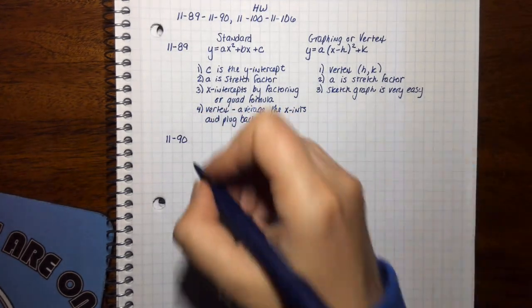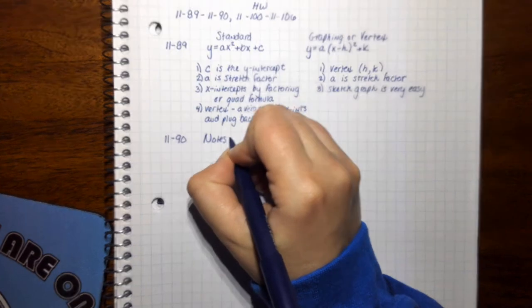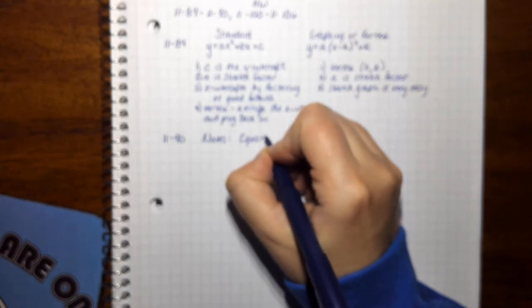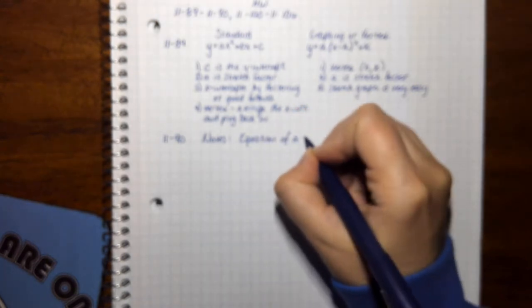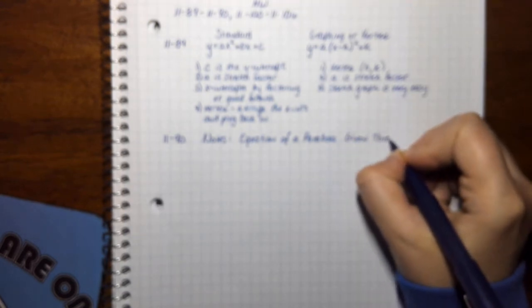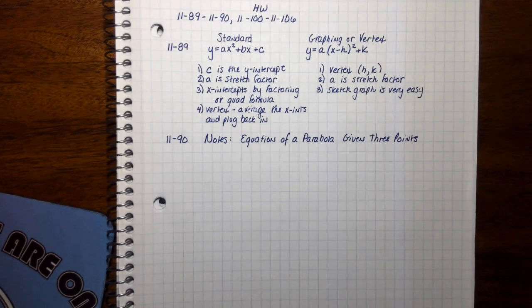And number 90 is going to be notes. And it's equation of a parabola given 3 points. I want you guys to kind of picture 3 points graphed, 3 separate coordinate points. And what we're going to do is try to fit a parabola to those 3 points.